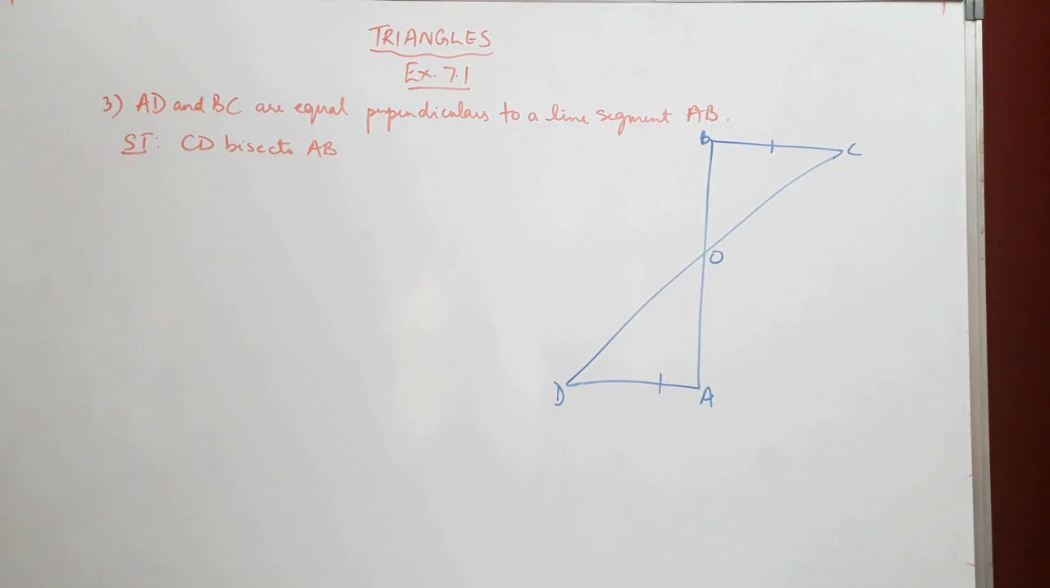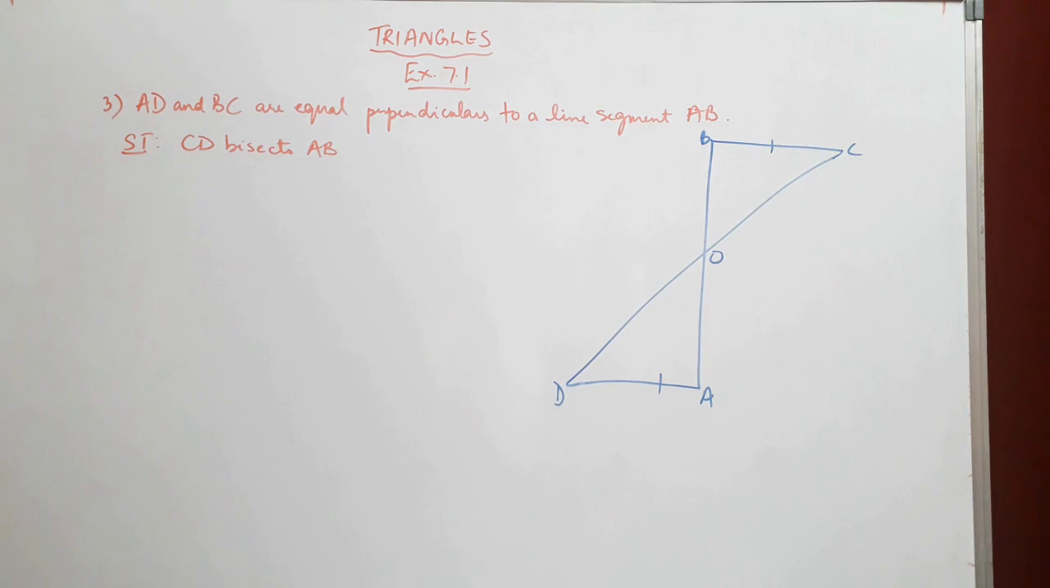Hello students, in this video we will be learning about solving various problems on triangles from exercise 7.1. We are on our third question. In the previous video we solved the first and the second question. In this question we are told AD and BC are equal perpendiculars to a line segment AB.